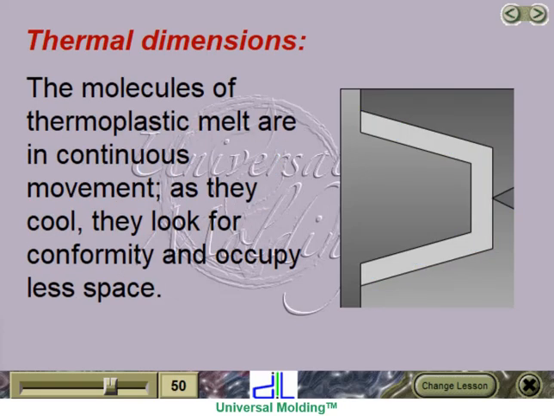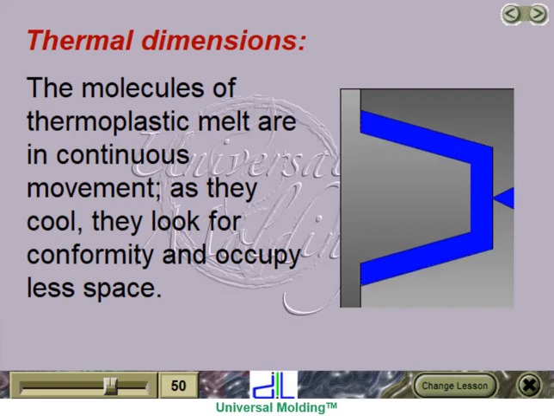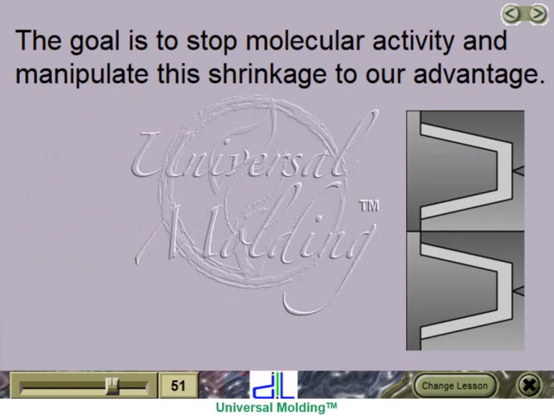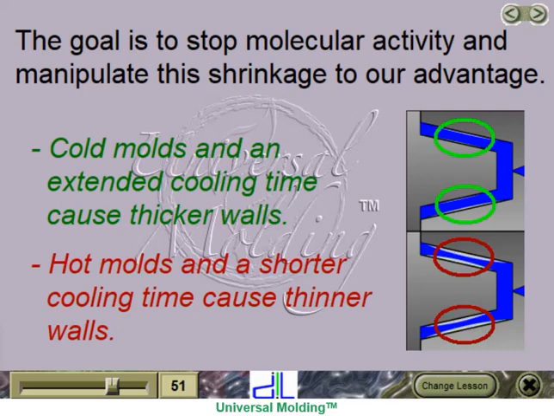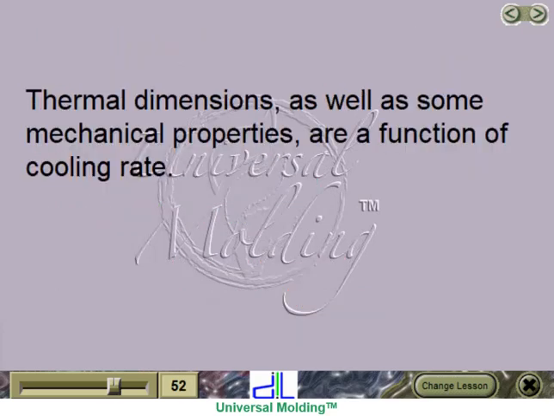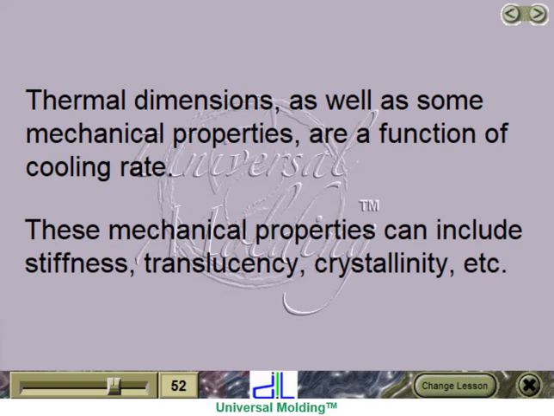The molecules of thermoplastic melt are in continuous movement. As they cool, they look for conformity and occupy less space. The goal is to stop molecular activity and manipulate this shrinkage to our advantage. Cold molds and an extended cooling time cause thicker walls. Hot molds and a shorter cooling time cause thinner walls. Thermal dimensions, as well as some mechanical properties, are a function of cooling rate. These mechanical properties can include stiffness, translucency, crystallinity, etc.